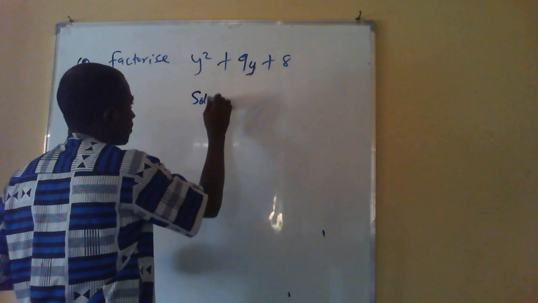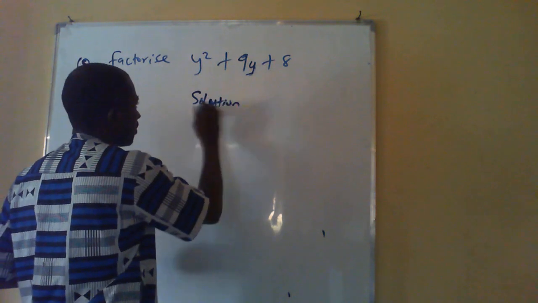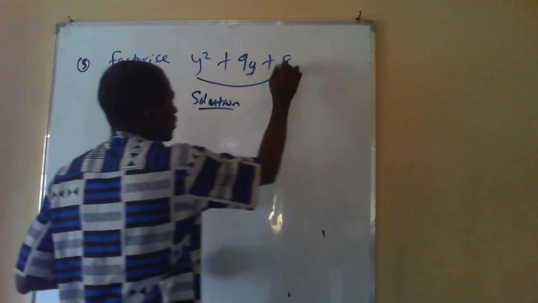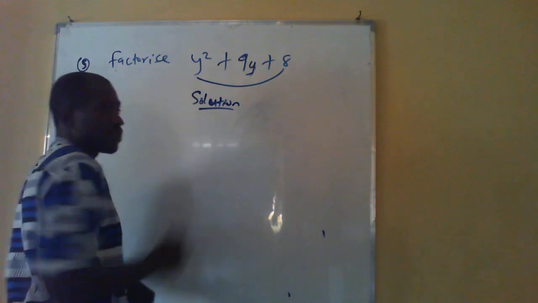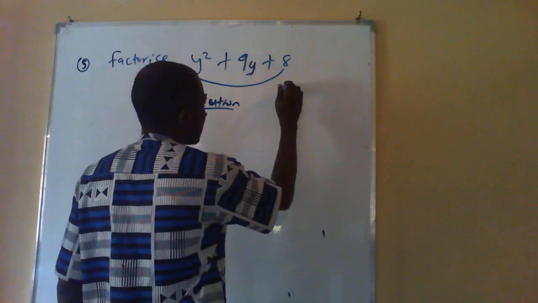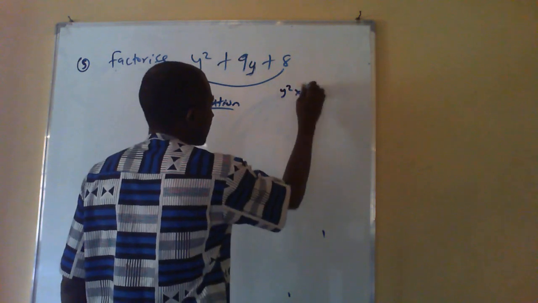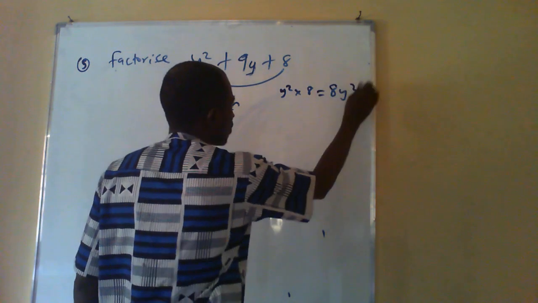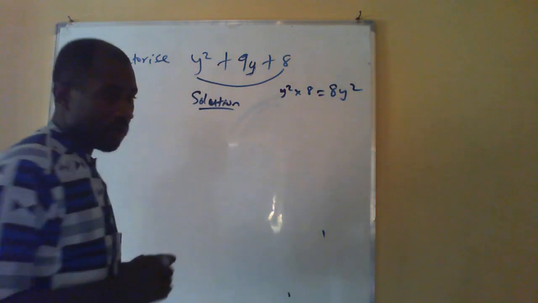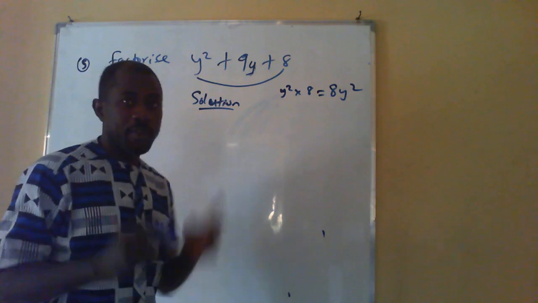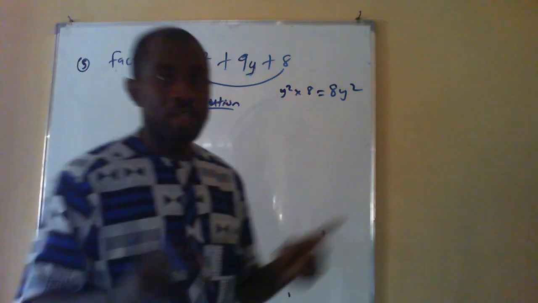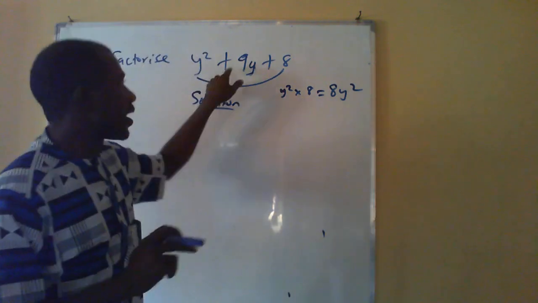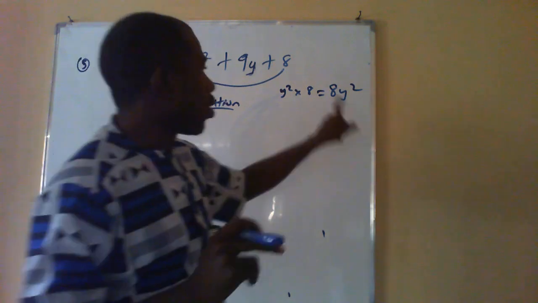As usual, we normally follow a step. Solution. So we'll multiply this one with this one first. Y squared times 8 gives us 8y squared. Again, we'll look for the factors of 8. Remember, we want two numbers that add together to get 9, and if we multiply them together, we will get 8.